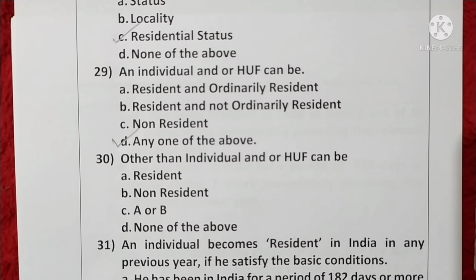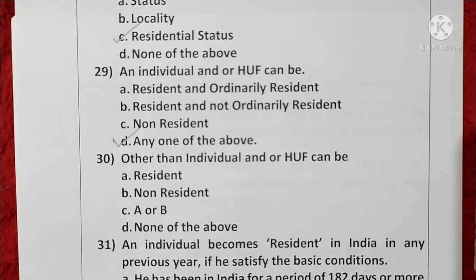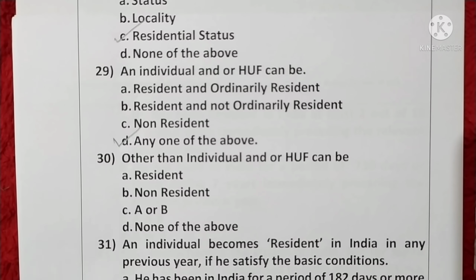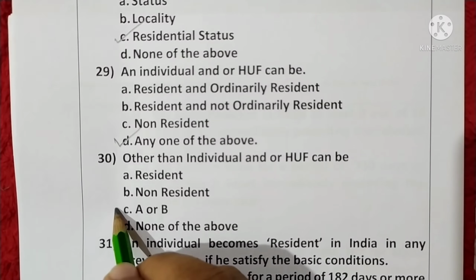Question 30. Other than individual and HUF can be a resident, non-resident, A or B, none of the above. Here, A or B is correct answer. Option C is correct one.